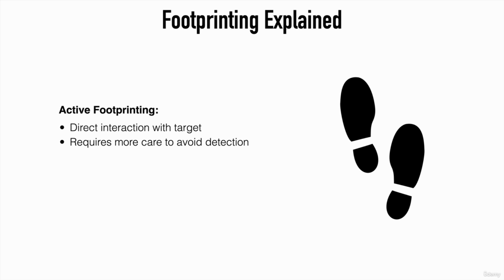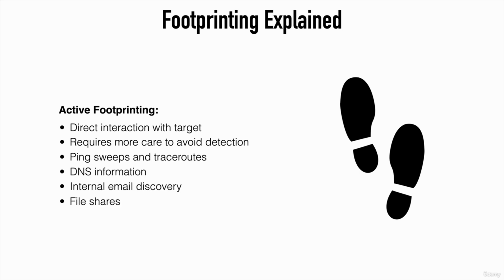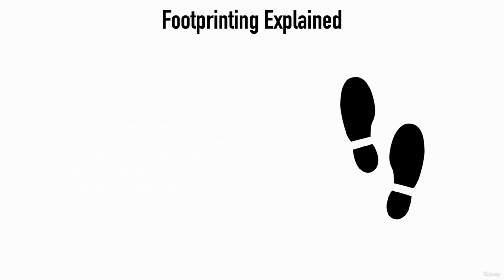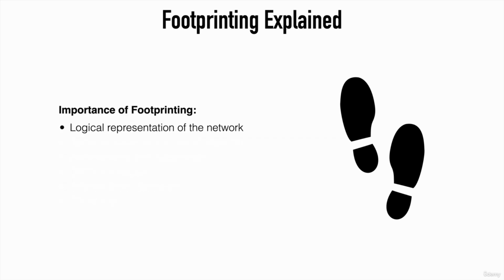Now, you may be wondering why we're trying to avoid that. After all, we have permission to test, so why does that matter? Well, it matters because we are, of course, trying to think and act like an actual malicious threat to the target. Some actions taken here with active footprinting can include performing ping sweeps and trace routes on the network, attempting to discover DNS information, gathering valid internal email lists, and searching for available file shares on the network, among other things. It's probably obvious why this is important for an attacker to perform, but why is this important to ethical hacking? And there are several upsides to this.